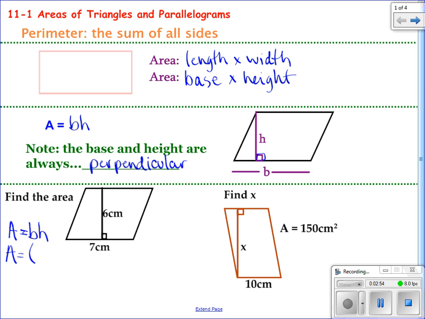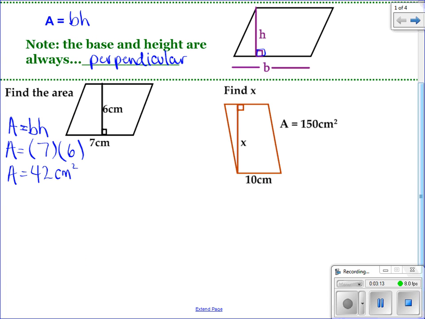Next step is to put in the numbers you know. And the last step is the answer. Okay, so the numbers we know are the base and the height on this one, giving us an answer of 42. And if it's area, your units are squared. So I'm always going to be looking for those 3 lines of work, no excuses.